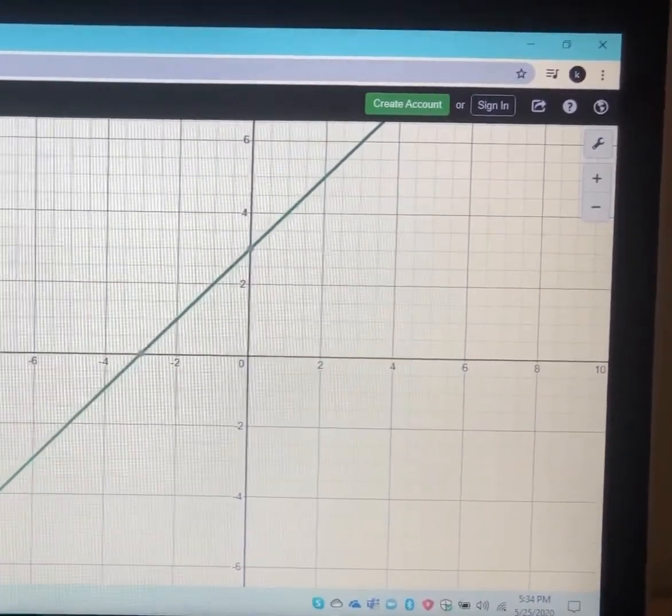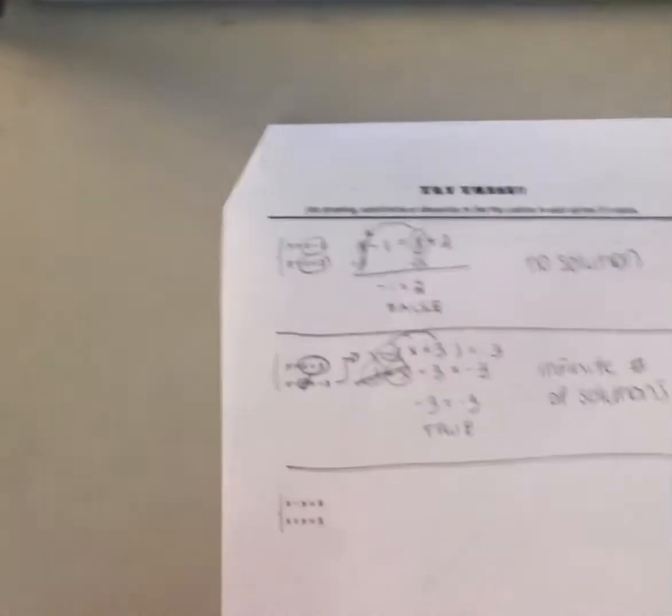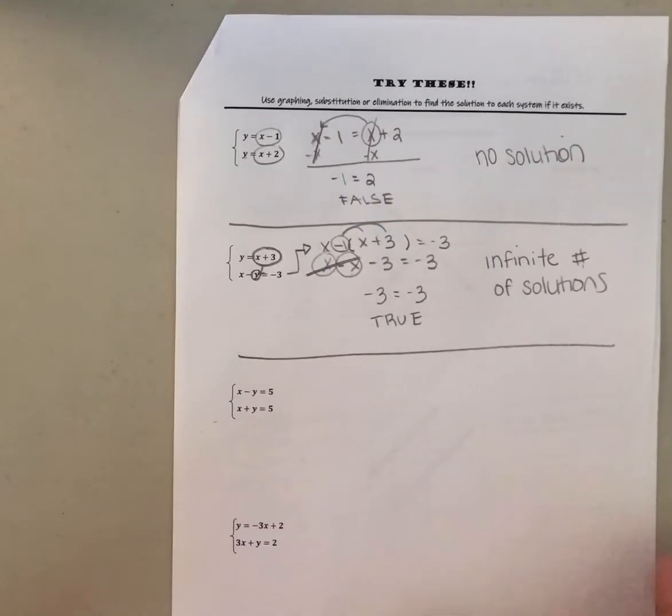All right, there's 2 problems left. You guys are going to work on these 2 problems on your own, and you can hit play when you're ready for their solutions.